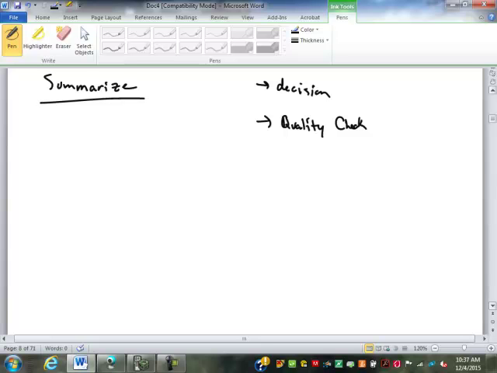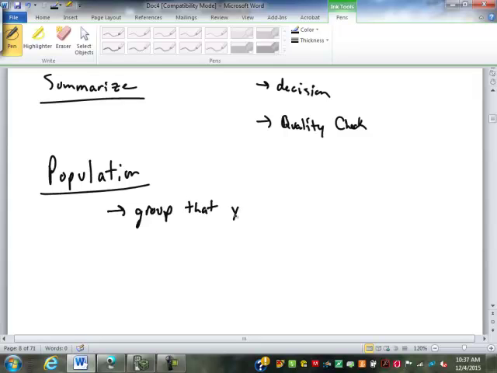So outside of those 2 branches, within the descriptive statistics, we've got to start looking at some vocabulary. And the first thing you need to define in any sort of statistics is a population. A population is a group, whether it's people or items of some other sort, it's a group that you want to learn about.